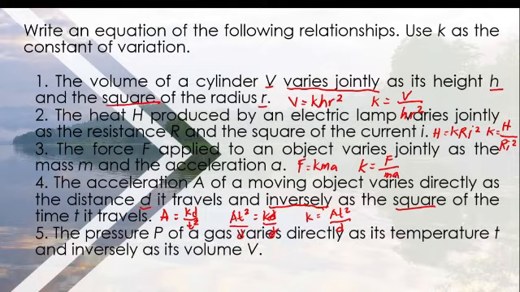Let's have the last one. The pressure P of a gas varies directly as its temperature T and inversely as its volume. So, this is also a combined variation. So, the pressure P equal to, varies directly as its temperature. So, that is K. So, may constant ulit tayo and then T. Over, so may inversely, so doon tayo mag-over ng V.